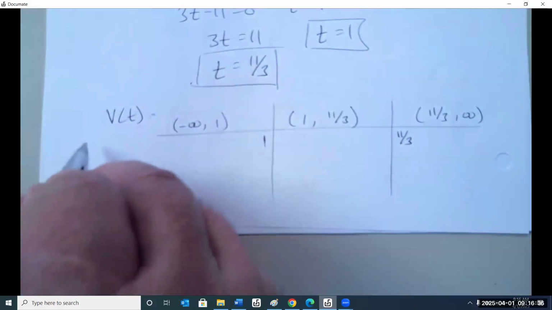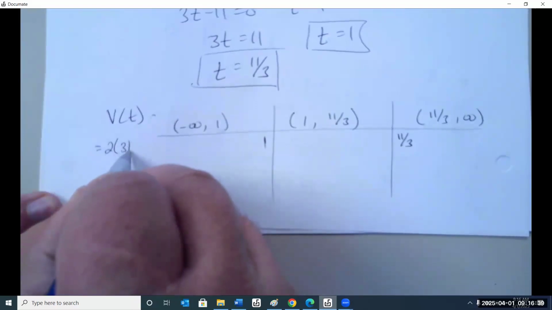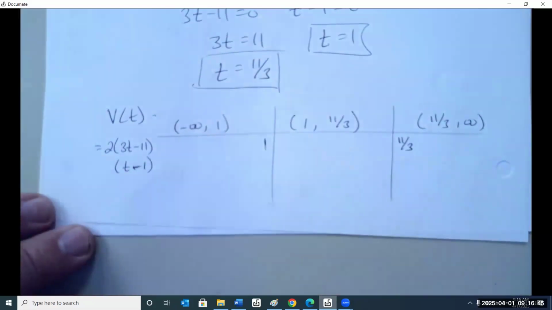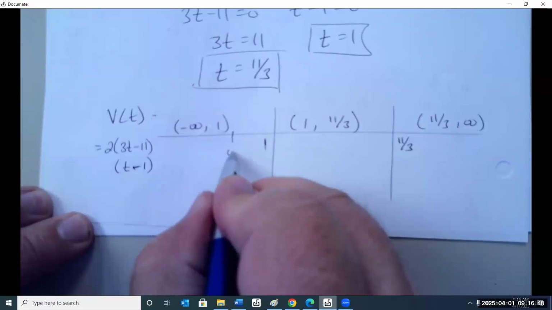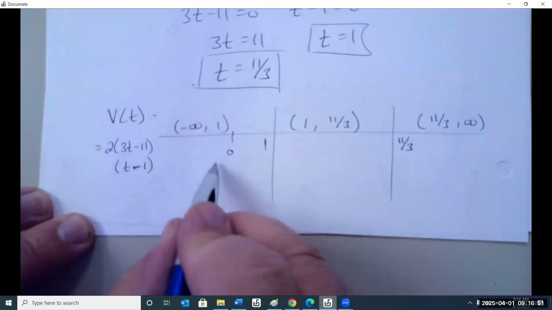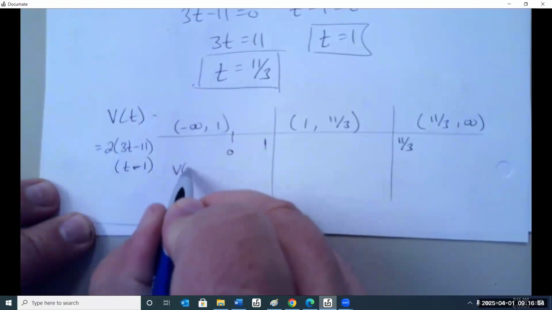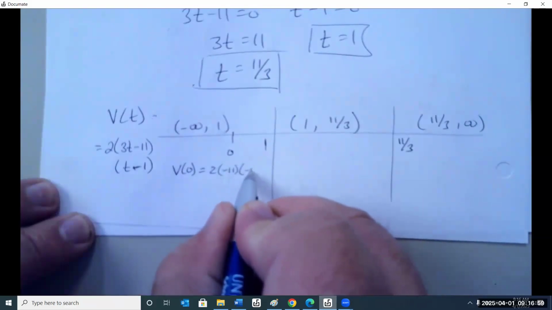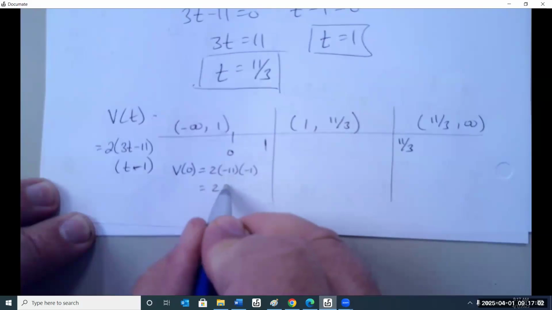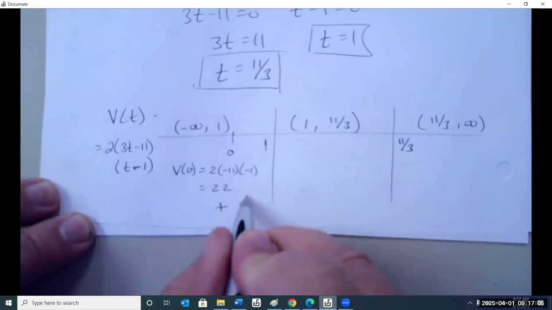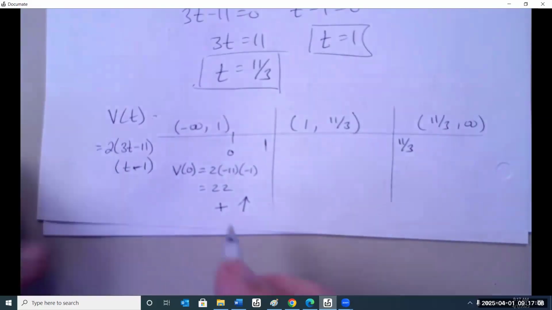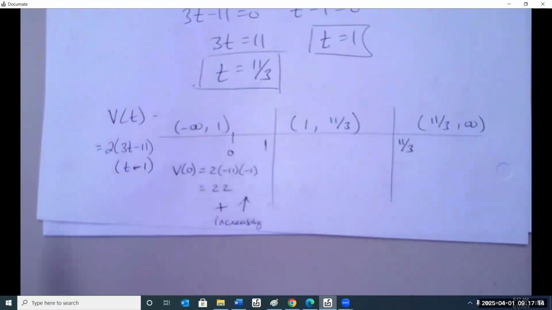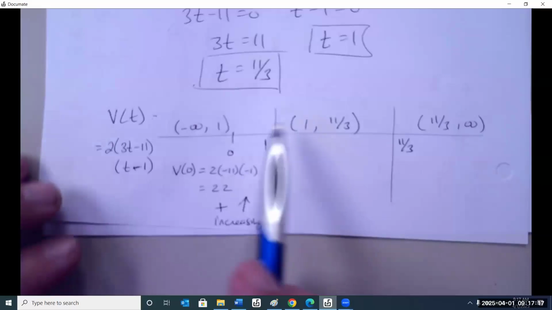Remember, my velocity formula is (3t minus 11)(t minus 1). So I pick a number in this domain. I pick 0. And I plug it inside there. Two times negative 11 times negative 1 is positive 22, so it's positive. So it's increasing. The function is increasing all the way from negative infinity to positive 1.